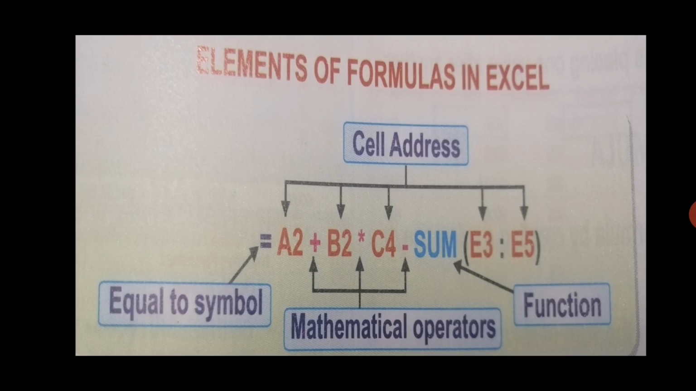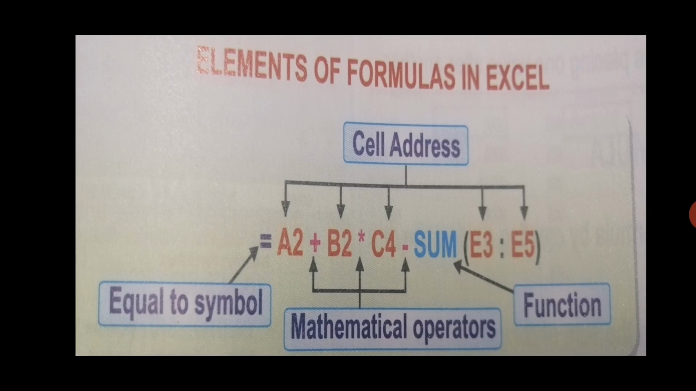What is the exact meaning of a formula? A formula is used to perform calculations such as addition, subtraction, division and multiplication. It is a combination of an expression that includes cell addresses, numbers, arithmetic operators, logical operators and some parentheses. You can see this in the picture here.